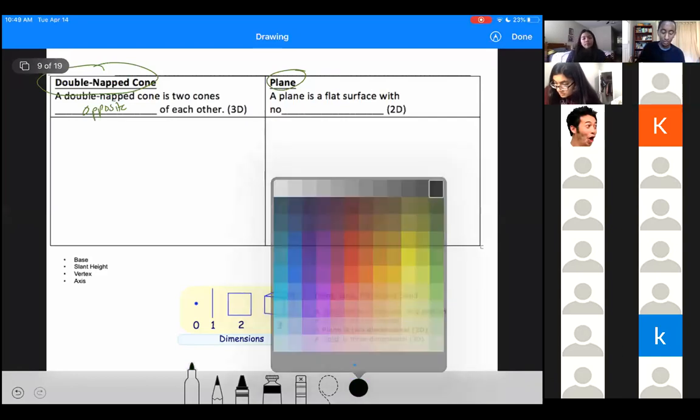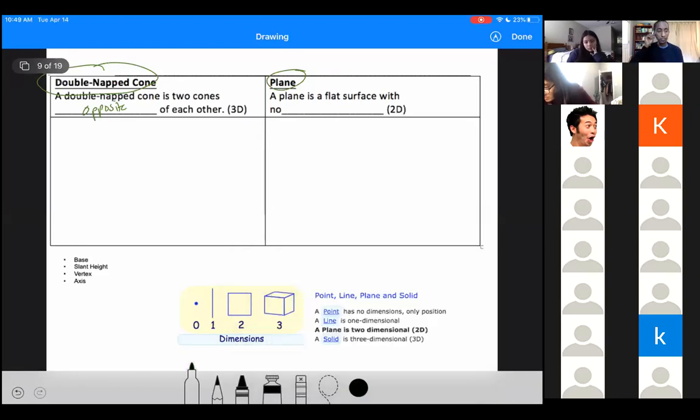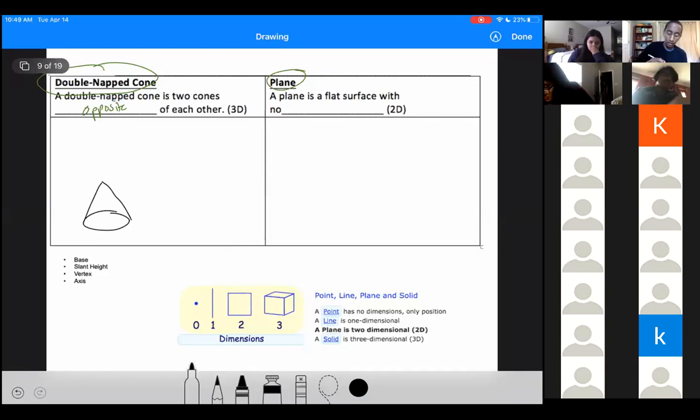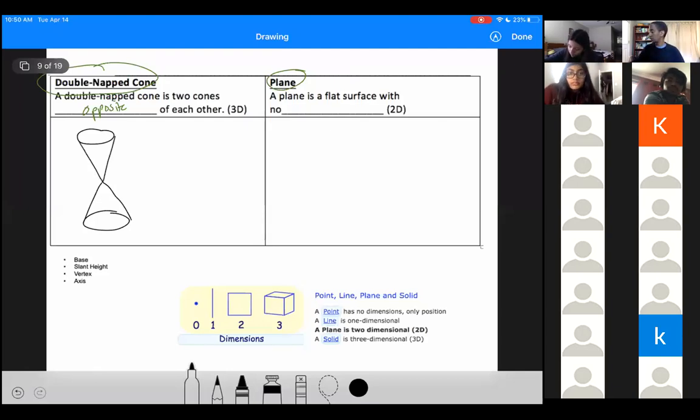Thank you. So what a double napped cone looks like is you have a cone. It's frozen still, isn't it? All right, so you have a cone, and then you have another cone opposite of it. And just to make sure we know where a cone comes from, I'm trying to see if I can make a triangle out of this.